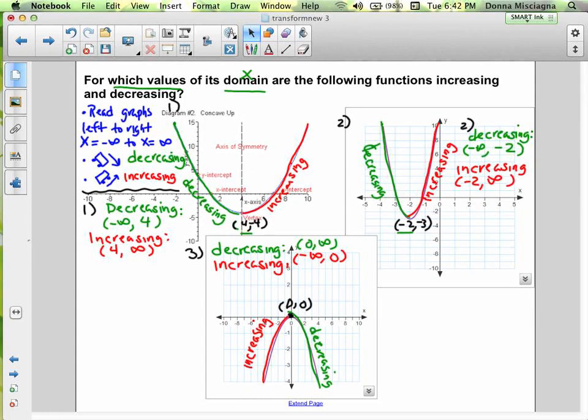Quadratics, they only switch from increasing to decreasing once. Polynomials can switch increasing and decreasing several times. Right? But is your graph going down as you look at it from left to right? That's decreasing. Or the y value is getting smaller, that's decreasing. Is your graph going up as you look at it left to right? Or are the y values getting larger? That's increasing. And that's all there is to where's your graph increasing and decreasing.